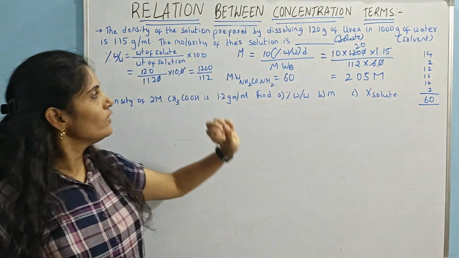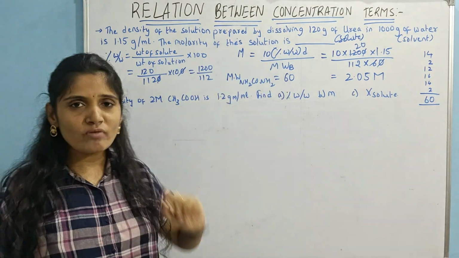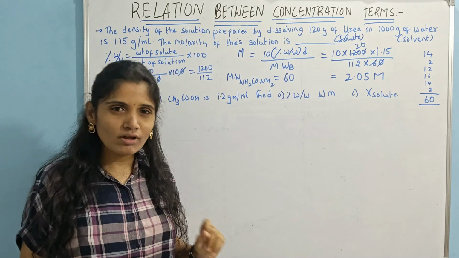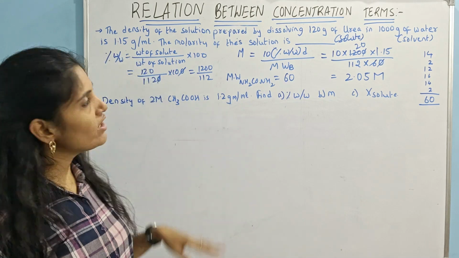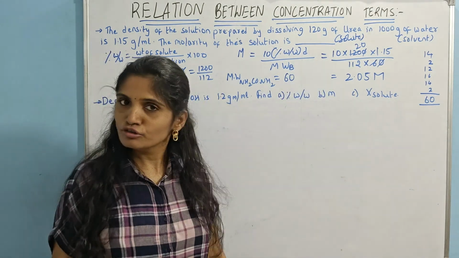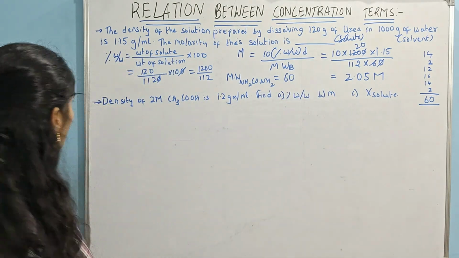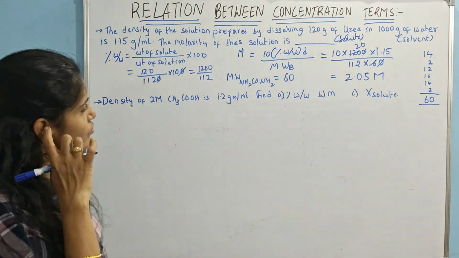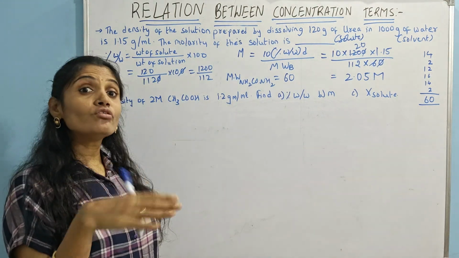So here the only thing you need to check is that percentage weight by weight was not directly given. So we had to calculate percentage weight by weight with the given data in the question. And this is how we can solve this numerical. Now we have one more question. I have taken this question so that you can use all the formulas and solve everything.